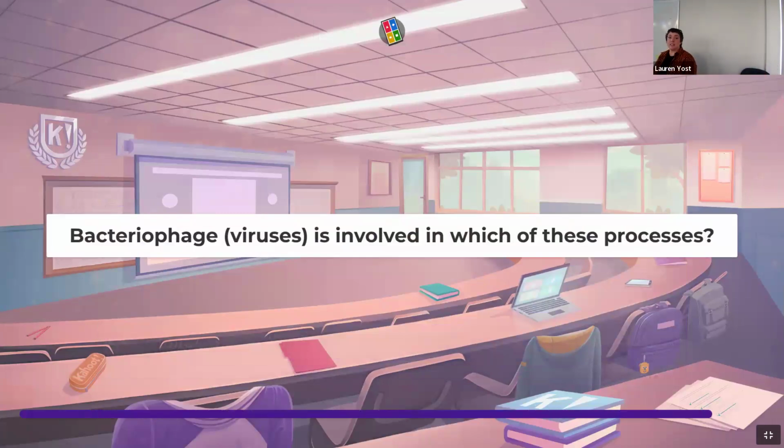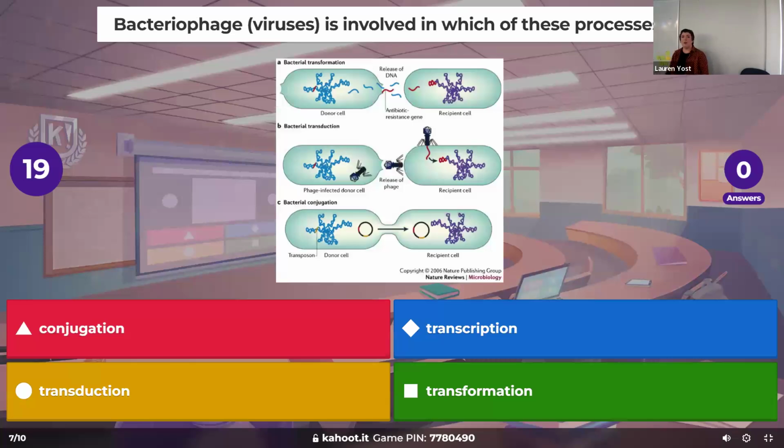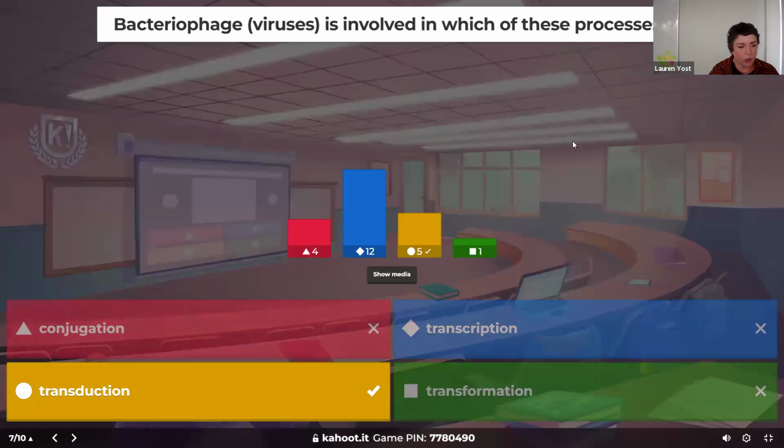Bacteriophages, or viruses that infect bacteria, are involved in which of these processes? We did not talk about this directly in the lecture, but yes, it is the term for what happens in this. All right, so the answer here is transduction.